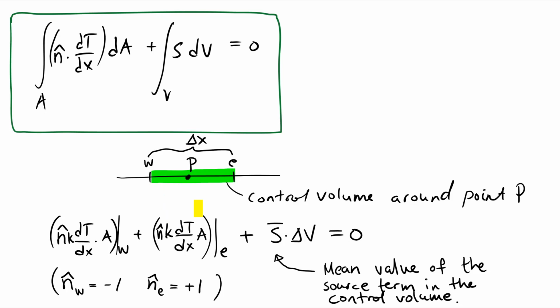So this means that we can write the surface integral as the west side plus the east side plus the mean source term over the control volume. Here you can see that the surface normal is defined as pointing out from the control volume. And this is the normal definition.